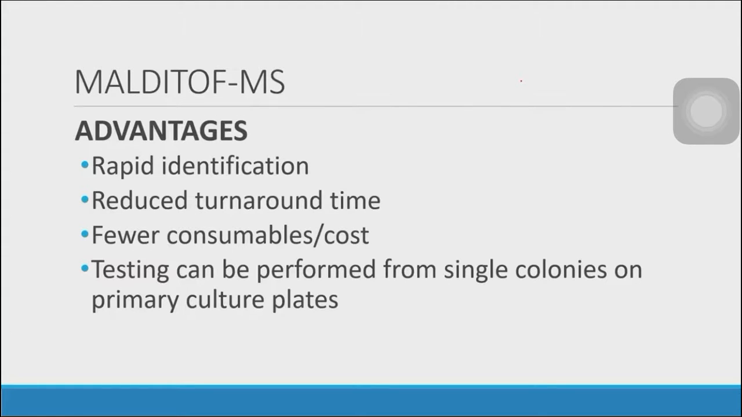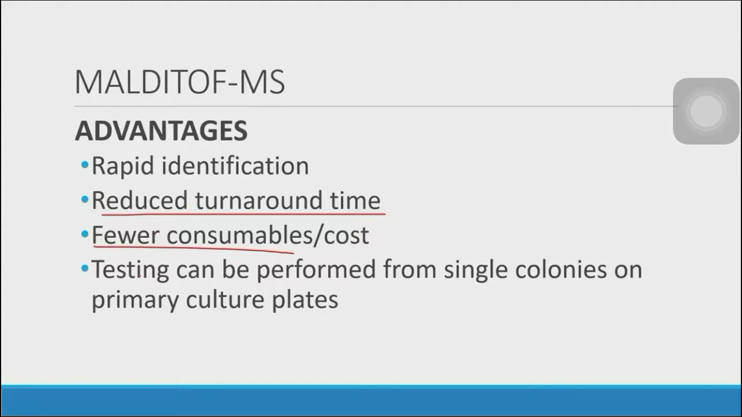Okay, so again, pwede ka kumuha ng isolated colony from the primary culture plate, thereby, of course, reducing the turnaround time for the result. Next, as I've said earlier, since sa primary culture plate pa lang pwede ka na makakuha ng colony at ma-identify, hindi mo na kailangan gumamit ng iba pang media, as well as gumamit ng mga reagent to identify the organism, thereby producing fewer consumables and fewer cost in the long run. So, aside from that, testing can also be performed from single colonies from primary culture plates, so thereby producing fewer consumables or cost, okay.